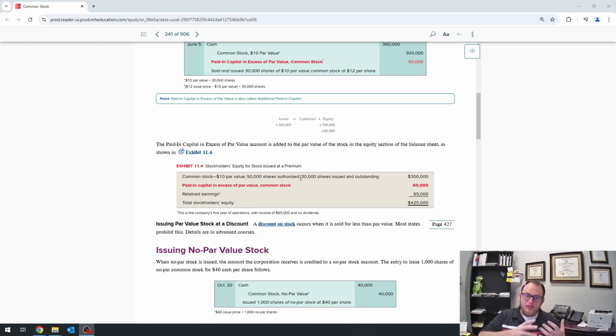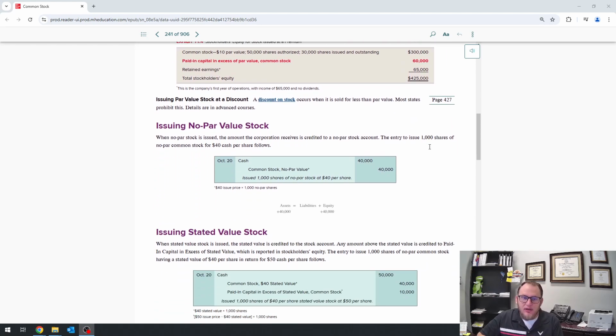And then on the financials, it most of the time says how many shares are authorized. So 50,000 shares authorized, 30,000 shares issued and outstanding. The company is authorized to sell 50,000 shares, but they've only sold 30,000. So they can issue another 20,000 shares if they need to raise more capital. But right now there's 30,000 shares outstanding. So common stock is $300,000, paid in capital is going to be that $60,000, and then the retained earnings. That paid in capital in excess of par is going to be in the equity section with the common stock. They're going to be right next to each other all the time.